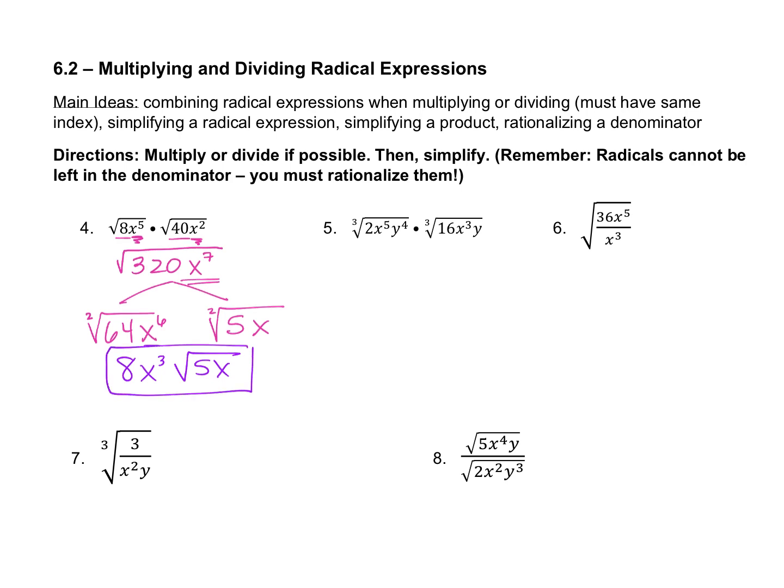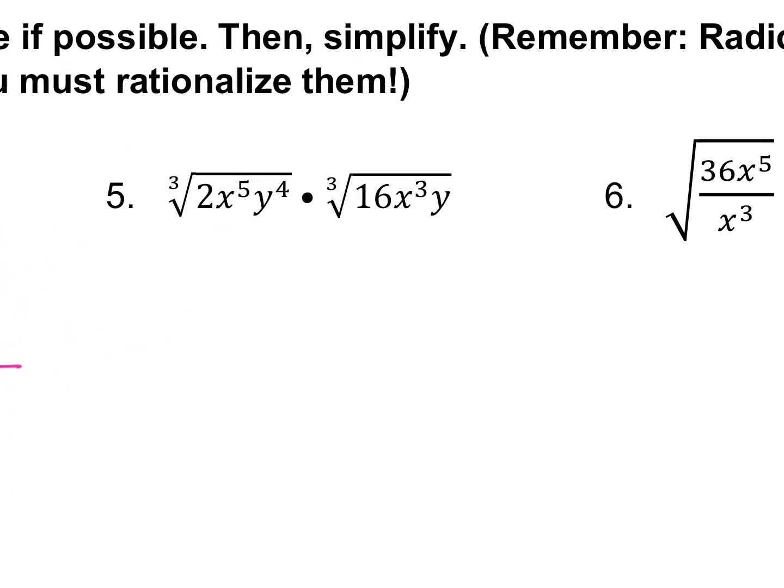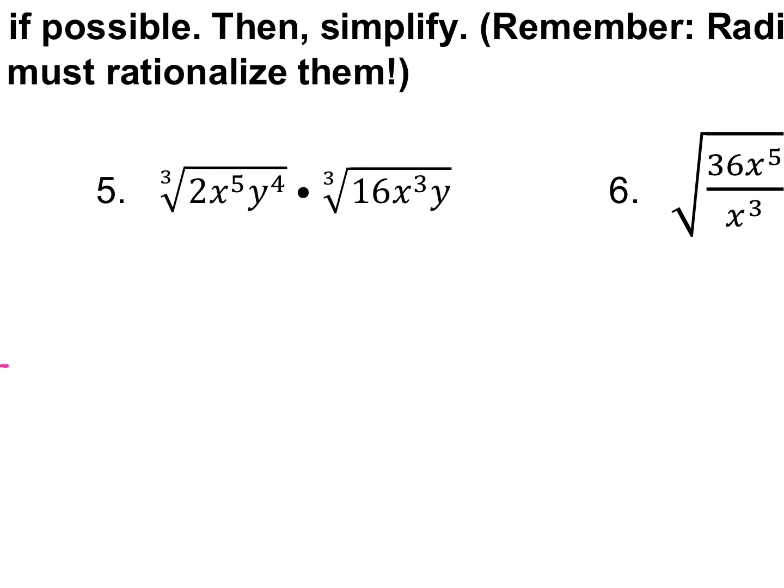All right, number 5. This one, cube root of all of that. We're going to simplify by multiplying it together first. So the cube root of 16 times 2 is 32. X to the 5th times x to the 3rd, you add those together, x to the 8th. And then y to the 4th times y would be y to the 5th.